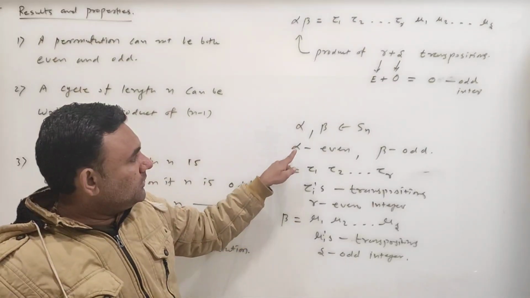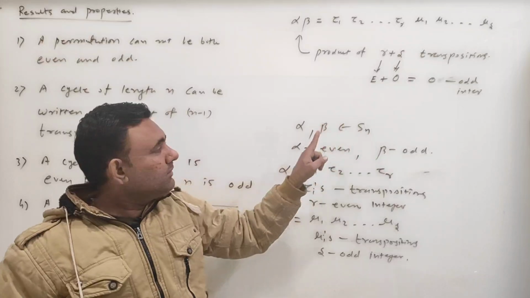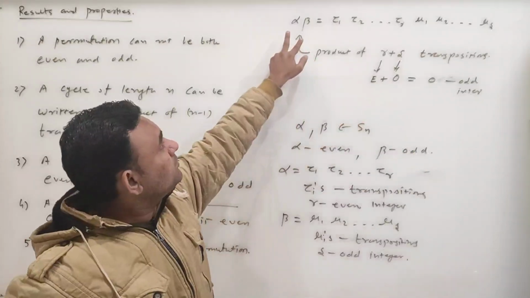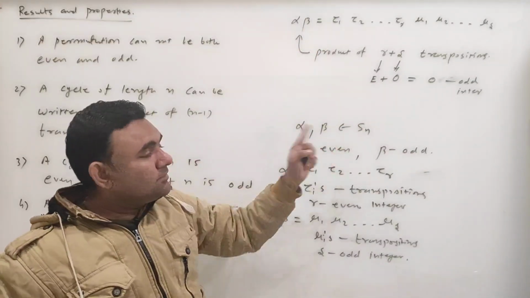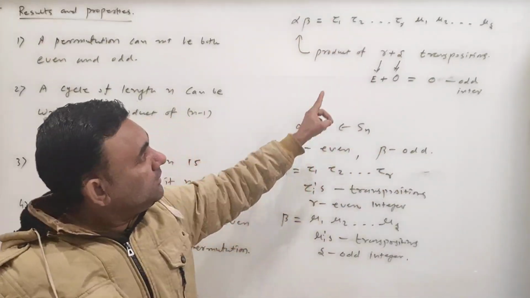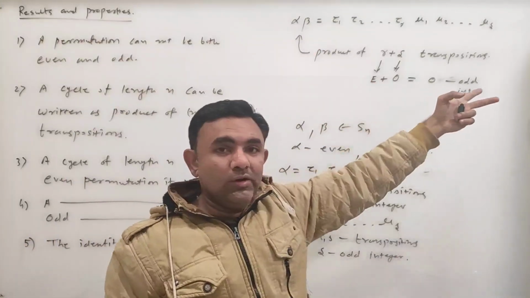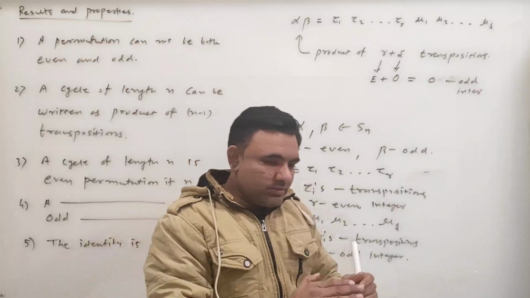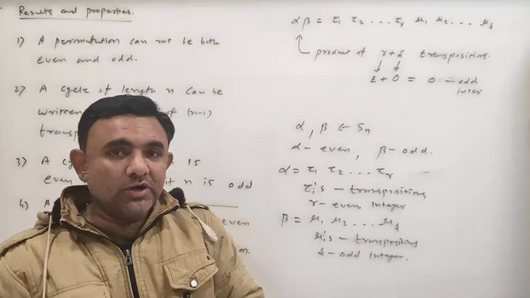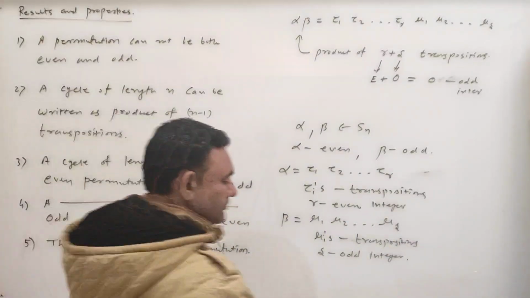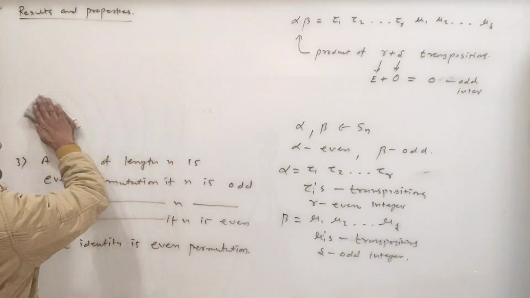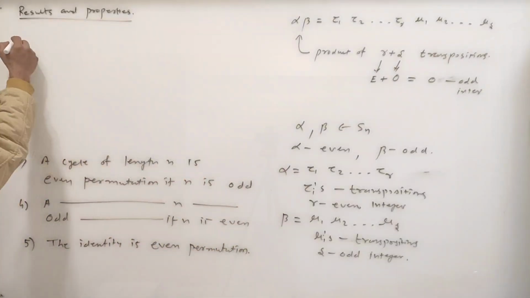So what is proved is that if I have two permutations in S_n, one is an even permutation and another is an odd permutation, then its product is an odd permutation. And if we did beta alpha, that means odd into even, then again odd plus even, again odd. So if you have two permutations of different nature, one even and one odd or odd and even, then its product is odd, right? So we can write here, result number 7.